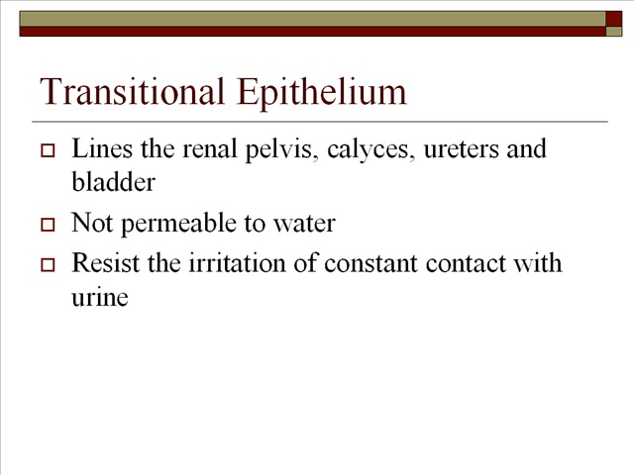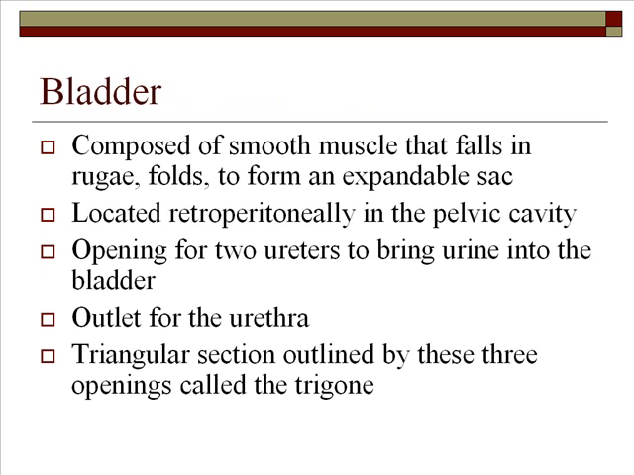It resists irritation and the constant contact with urine, which typically has a significant amount of filtrate that can be irritating, but transitional epithelium is specifically designed to be able to tolerate that. The urinary bladder is also composed of smooth muscle. We also see folds of rugae, similar to what you saw in the stomach, where you see the smooth surfaces.